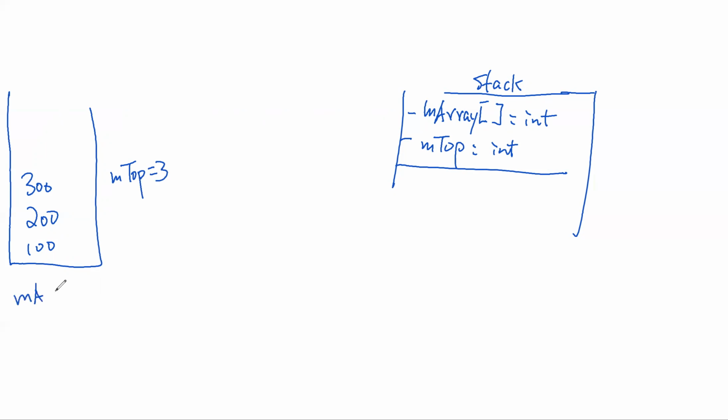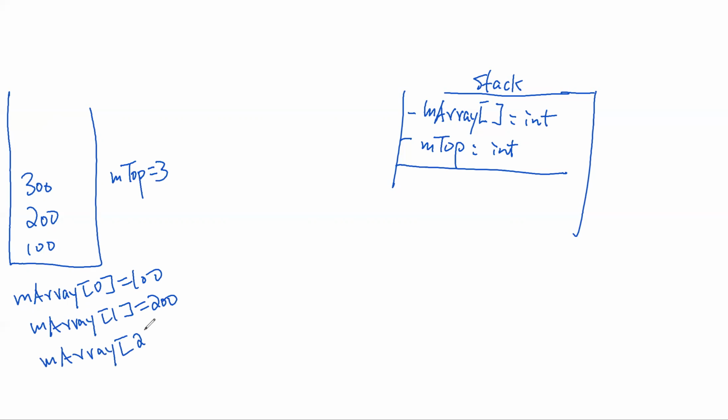For our m array, sub-0 is 100, m array sub-1 is 200, and m array sub-2 is 300. For the stack, the important operation we just discussed is push. And what's the return type of push, you think? Stack. Not a stack. You don't want to return a stack. What is push going to do?